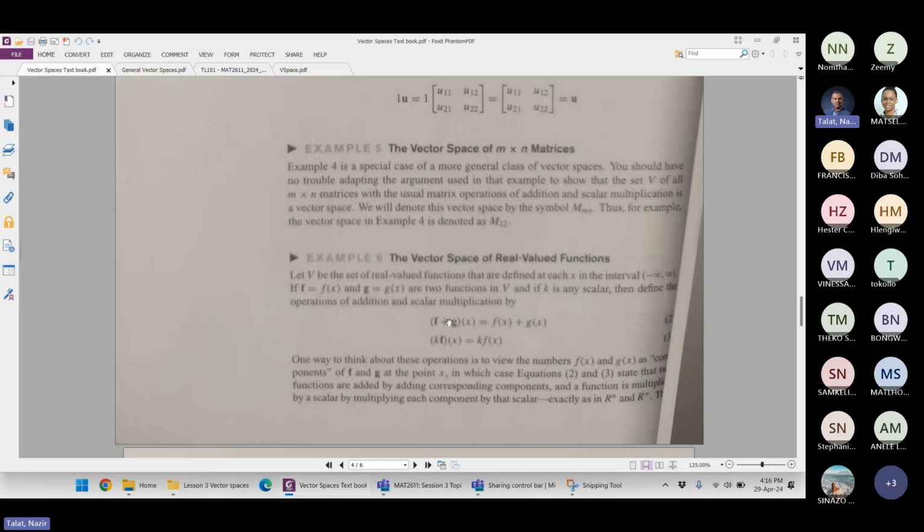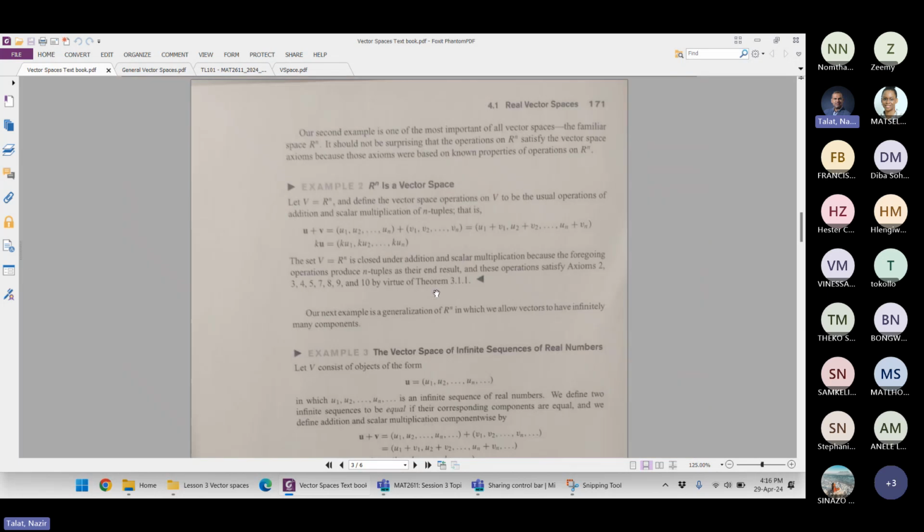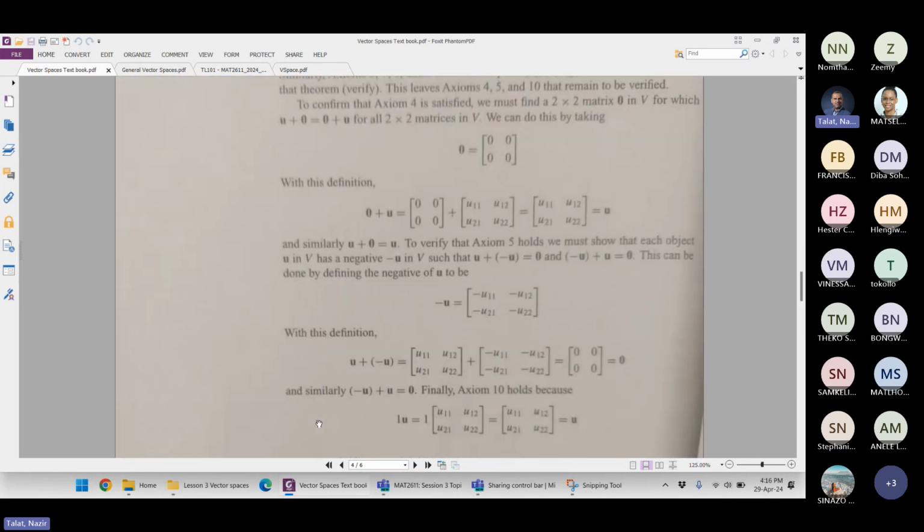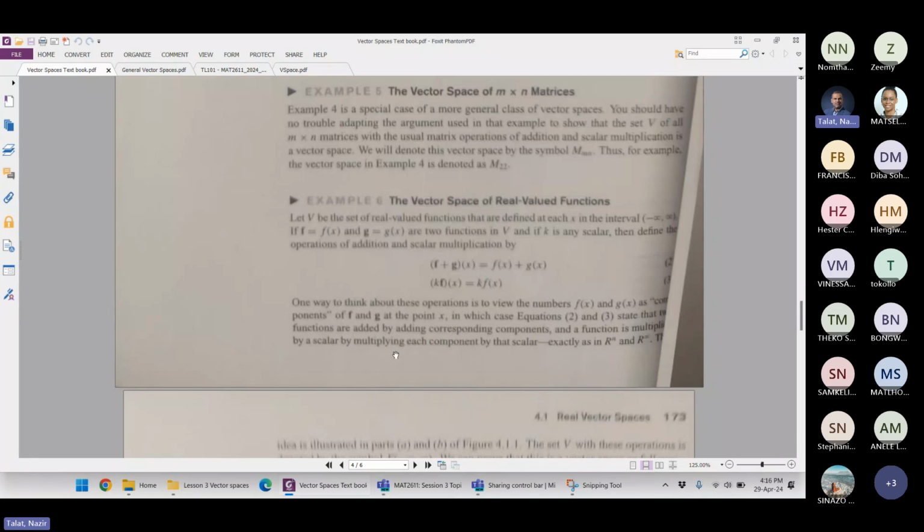So this also belongs to the class of real valued functions. And moreover, if f is a function, then we also get minus f as another function. When you add f and minus f, the answer is equal to the zero function. And 1 times f is f. So hence the space of all real valued functions, where x is coming from minus infinity to infinity, satisfies all these properties from 1 to 10. It means that the space of all real valued functions is a vector space.